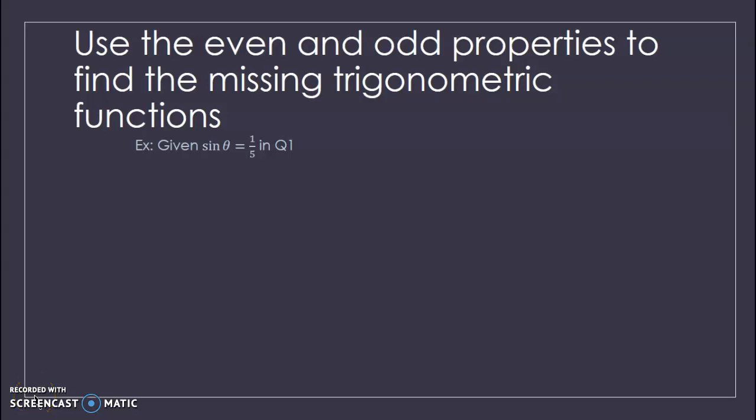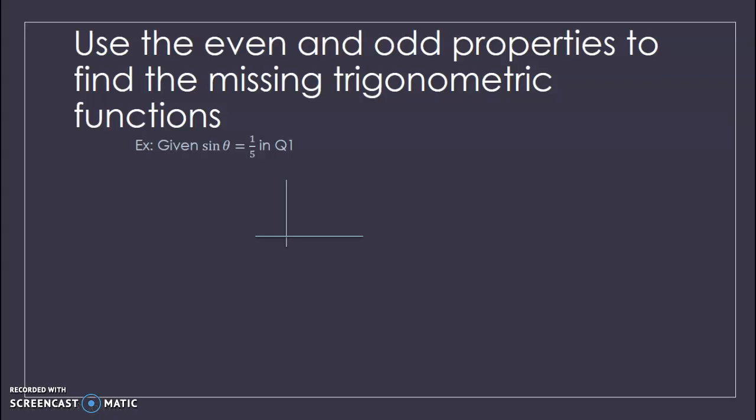Okay, let's try this example one more time. We want to use the even and odd properties to find the missing trigonometric functions, okay? So we're given sine of theta is equal to 1 over 5 in quadrant 1. If we're given a quadrant, that means we want to actually put it in that quadrant. So we first want to go ahead and draw our x and y axis here. And then our triangle is going to go in quadrant 1.